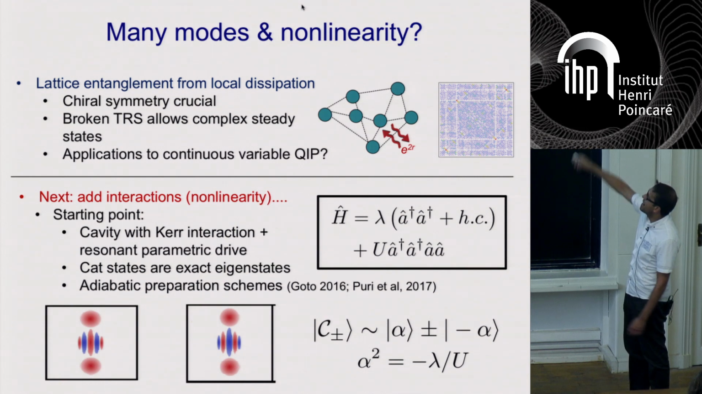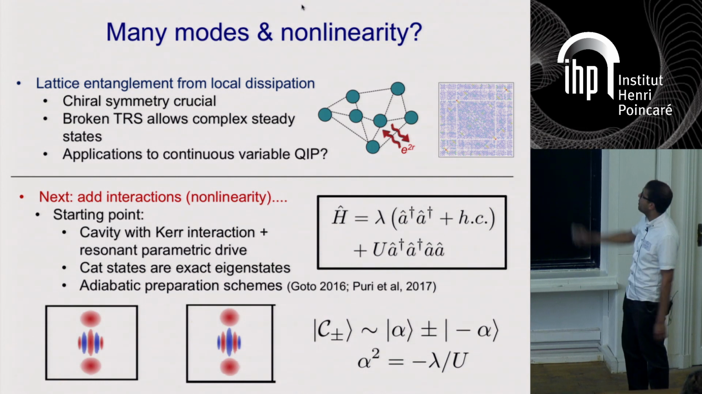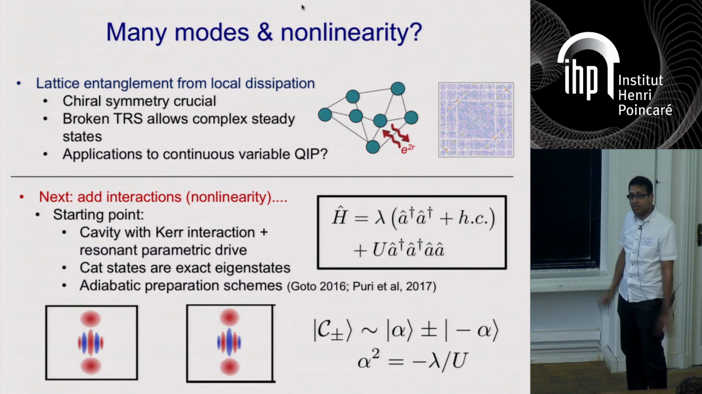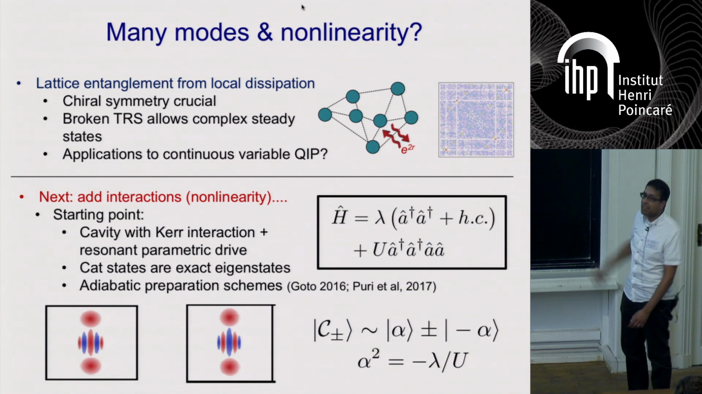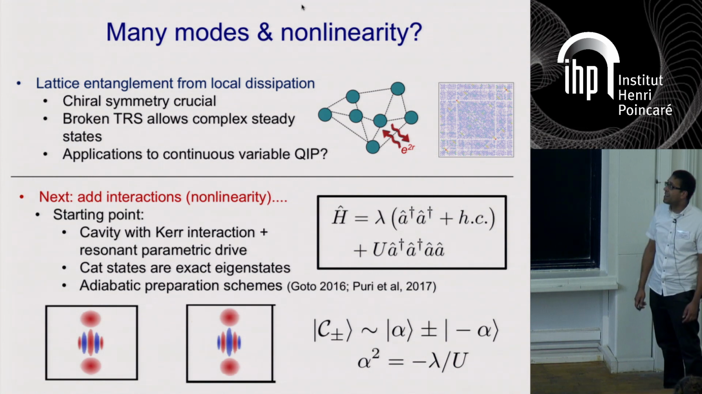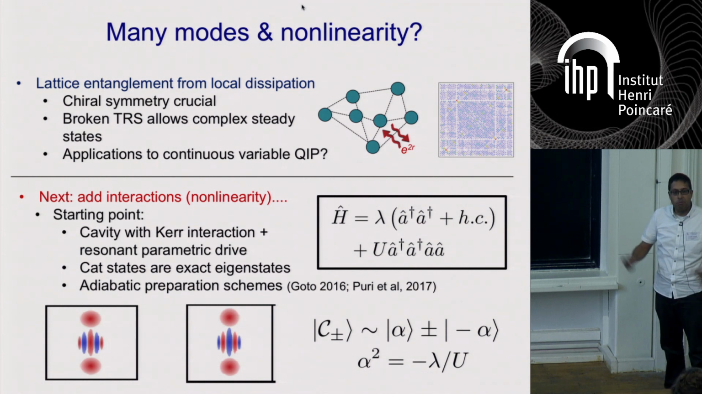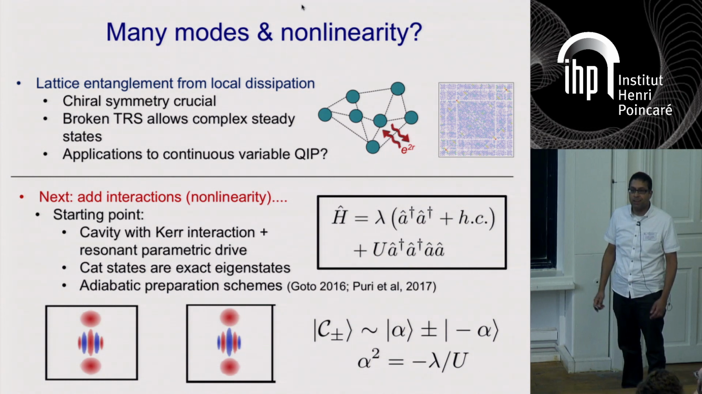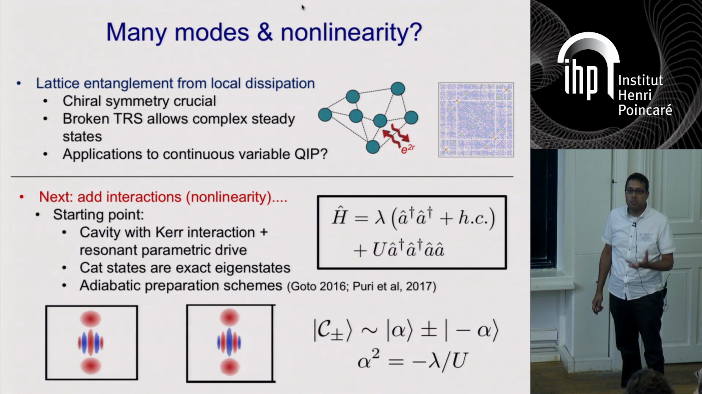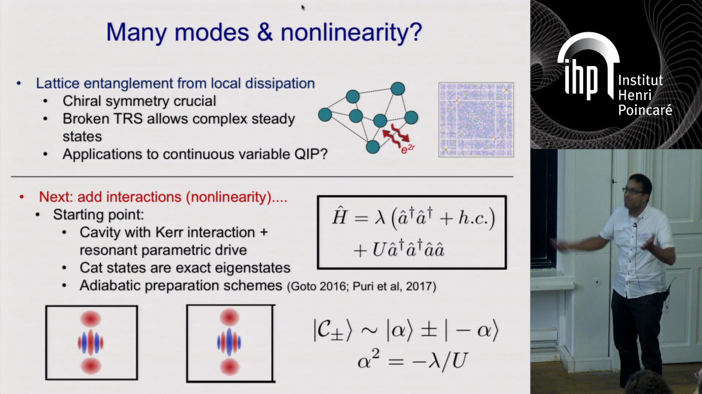So there's an A dagger squared term in the Hamiltonian. There's no A dagger A term. That means I'm resonantly driving the system. And I have a Kerr interaction. Okay, so A dagger, AA. So this system, despite the fact that it's nonlinear, has 2 very, very simple exact eigenstates at 0 energy. Okay, or at 1 energy.